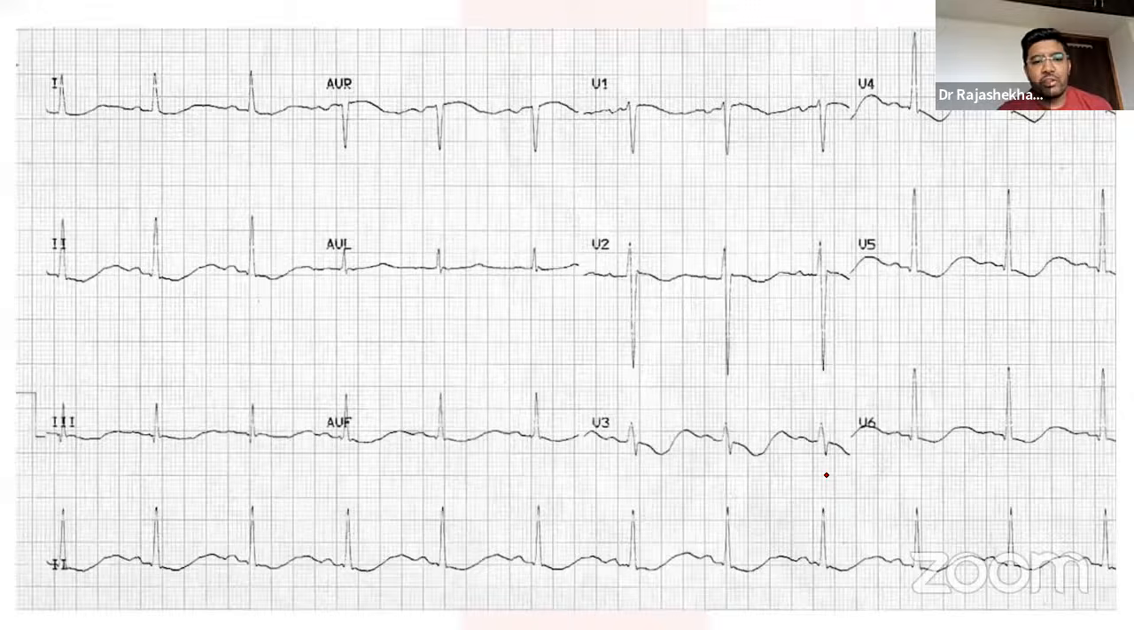So if you see this particular ECG, see this rhythm strip here in lead 2, there is ST depression and there is a U wave. This is a feature of severe hypokalemia. So this is also called the roller coaster effect. This is a very beautiful ECG tracing, which I took from Life in the Fast Lane.